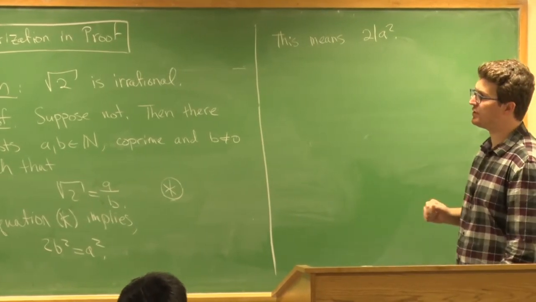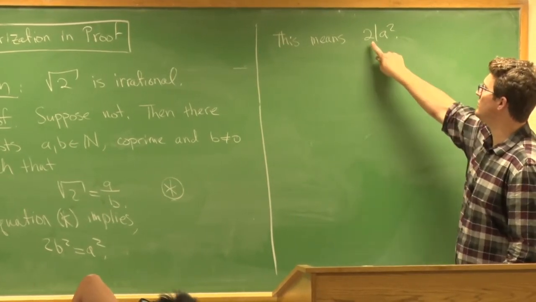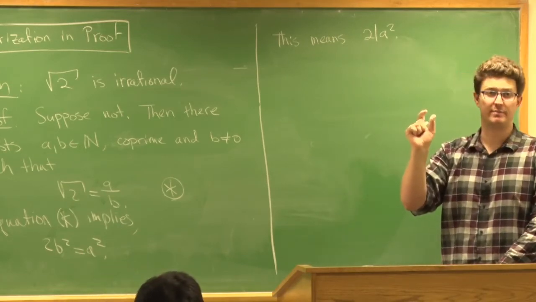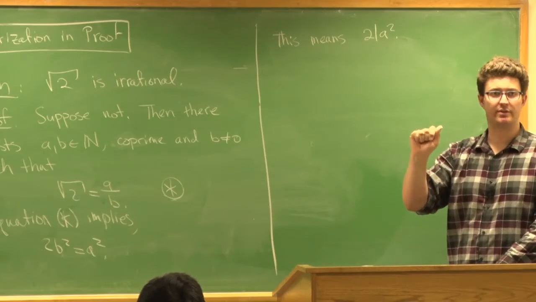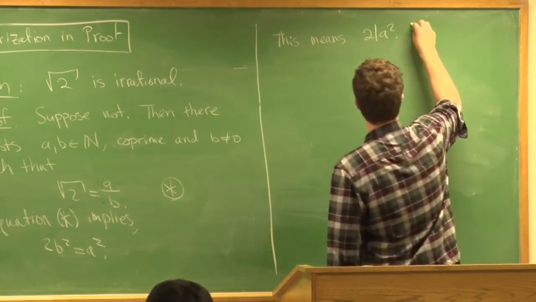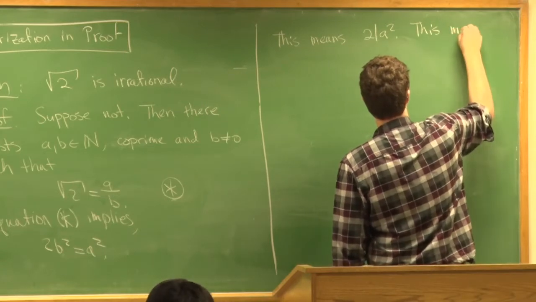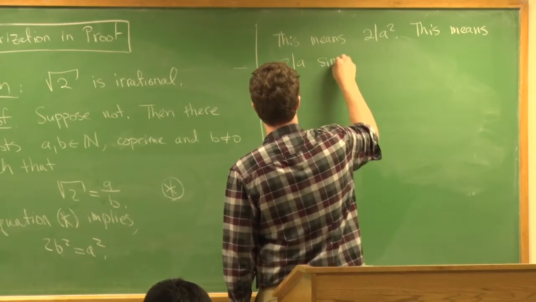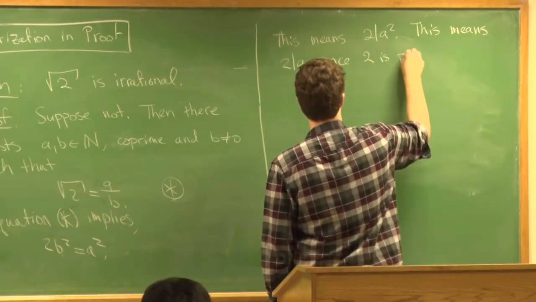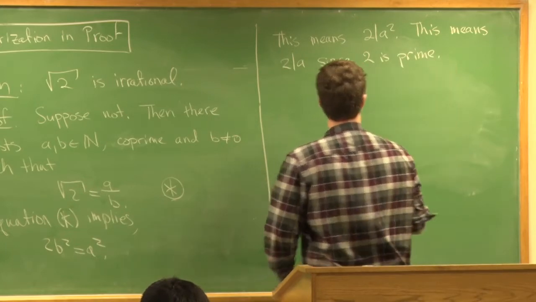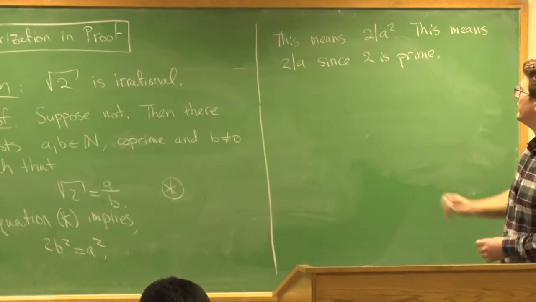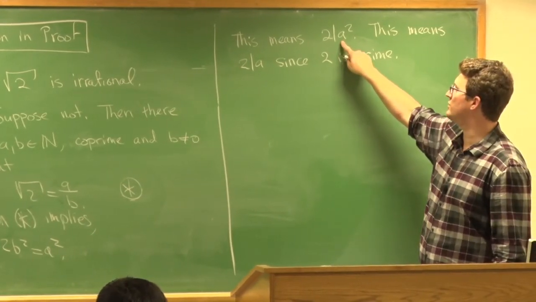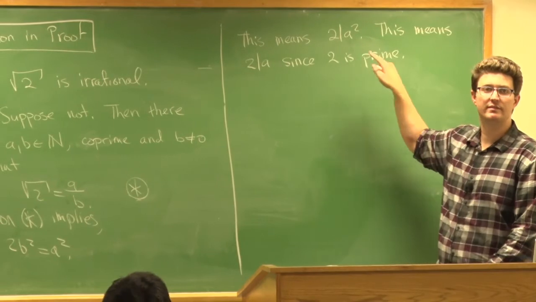Okay, so the definition of prime, we said that if 2 divides the product of two numbers, 2 is a prime number, it must divide one of the numbers. Okay, so by the definition of prime, this means 2 divides a, since 2 is prime. Here we have a product of two numbers, but the two numbers just happen to be the same. So it's like 2 divides a or 2 divides a. Does that make sense?